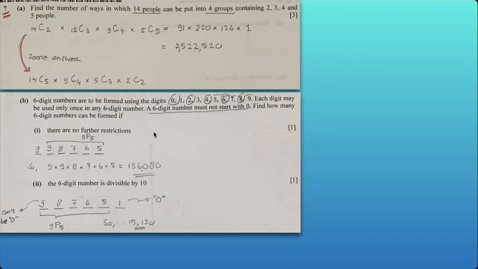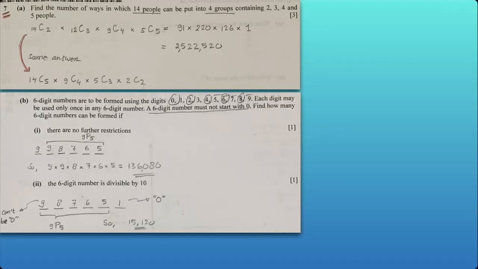So for a 6-digit number, order matters, so it has to be a permutation. I use the counting principle here. So there are 6 digits: 1, 2, 3, 4, 5, 6. For the first digit, we can choose out of 9 because the first digit cannot be 0. And from the second digit, we can put 0 back, so we can choose out of 9 digits. And then since we have taken 1, it becomes 8, 7, 6, 5. These are just the same as 9 permutation 5, by the way. So we just multiply all of these to get this answer.